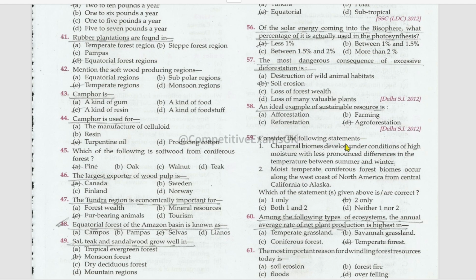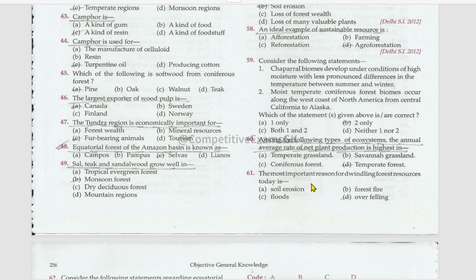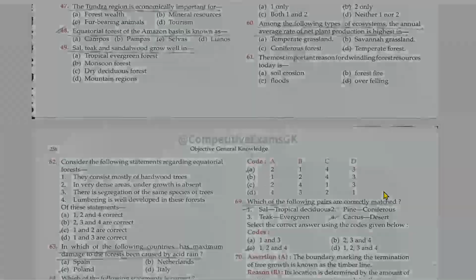agroforestation. Consider the following statements. Chaparral biomes develop under conditions of high moisture with less pronounced differences in the temperature between summer and winter, no falls. Moist temperate coniferous forest biomes occur along the west coast of North America from central California to Alaska. Second one is true. Among the following types of ecosystems, the annual average rate of net plant production is highest in temperate forest. The most important reason for building forest resources today is overfelling.